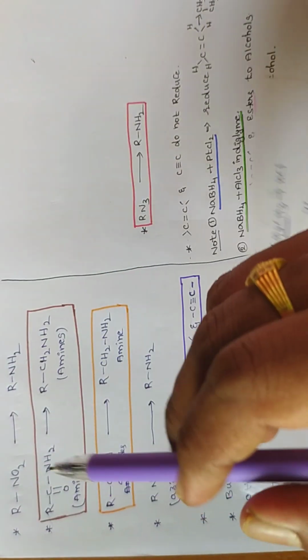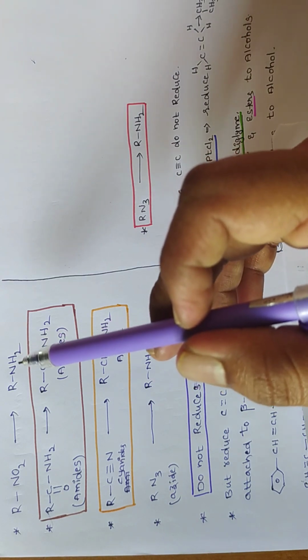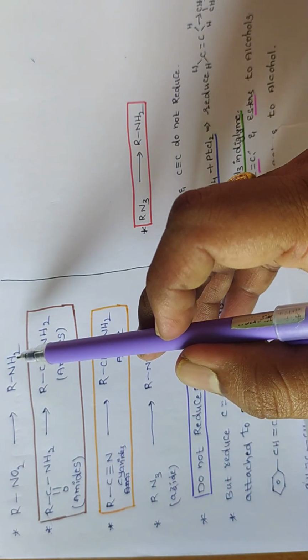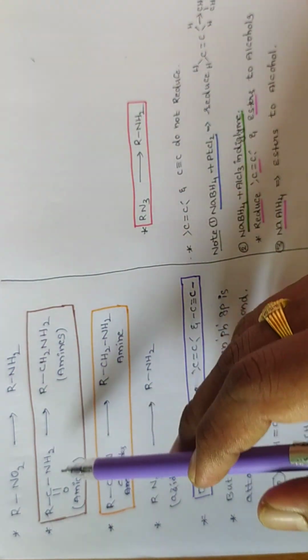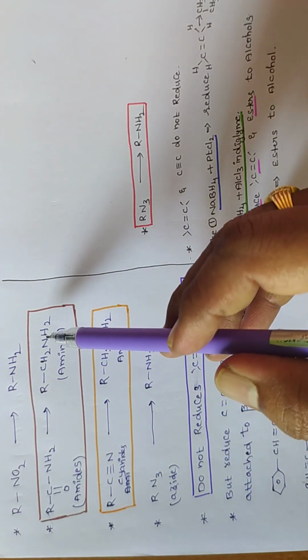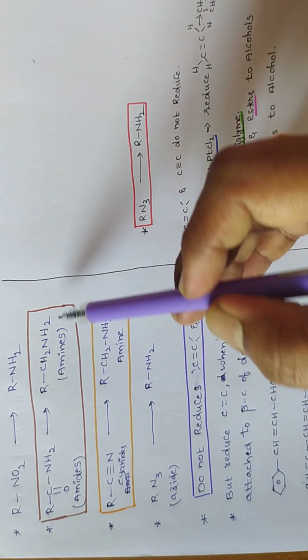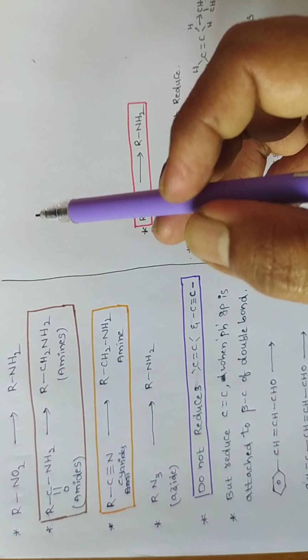Next, it is converting nitro compounds to amines. Here there is removal of oxygen and addition of hydrogens, so we get a reduction. Next, amides are converted into primary amines. Amides are converted into amines by reacting with lithium aluminium hydride.